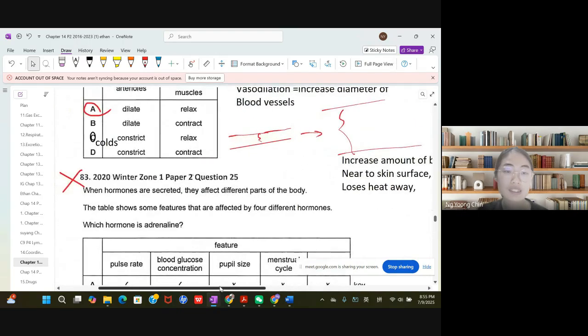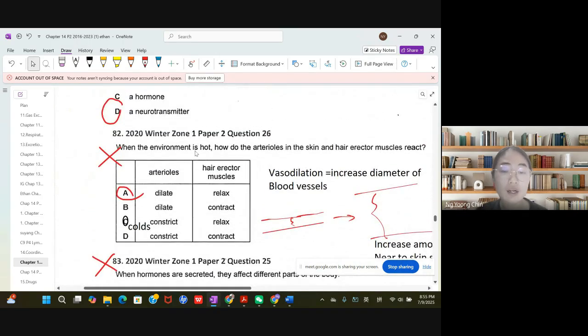So are you okay with it, Adasuya? So just remember that during a hot day, you will undergo dilation, vasodilation. And then your hand and the muscle will relax also. Because it's very hot, right? They don't want to trap any warm air. So they will relax.